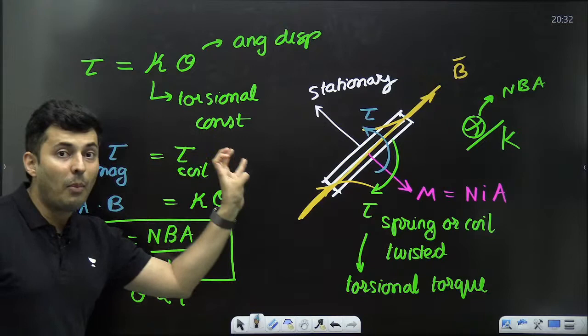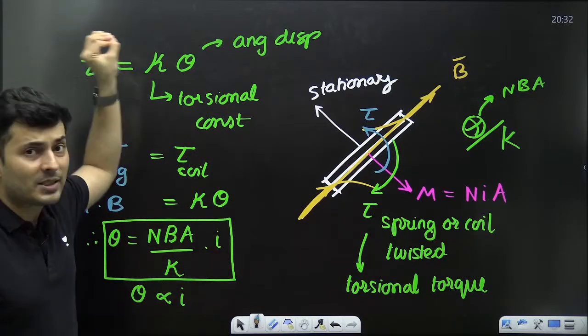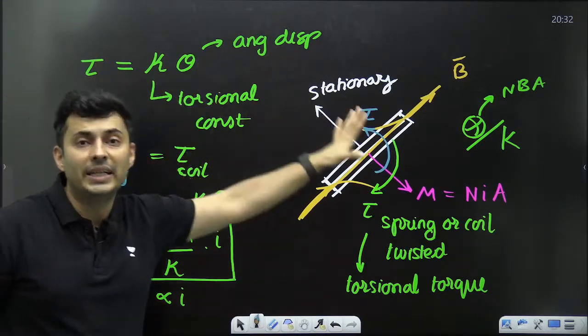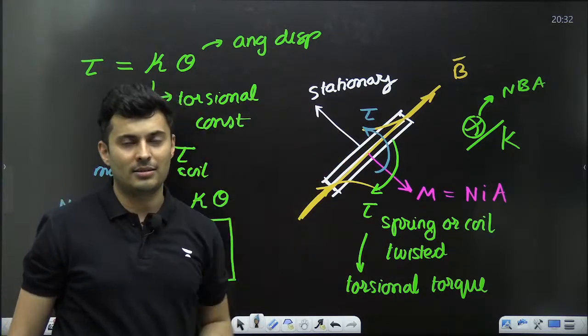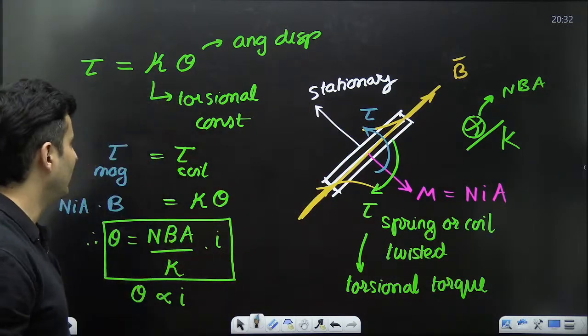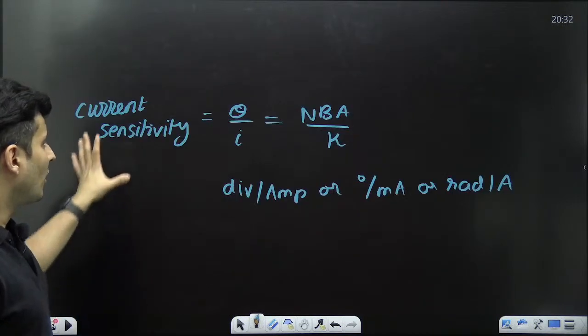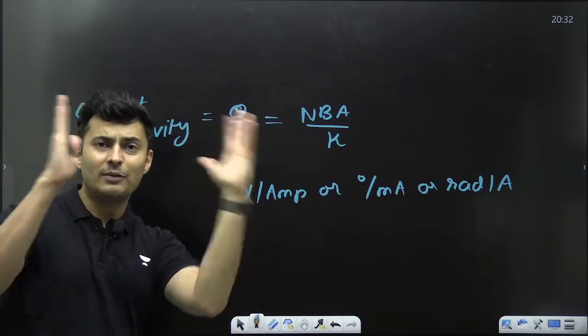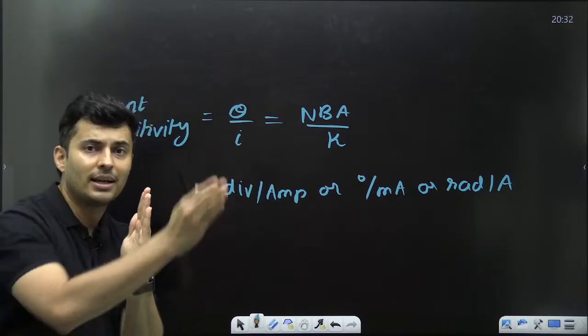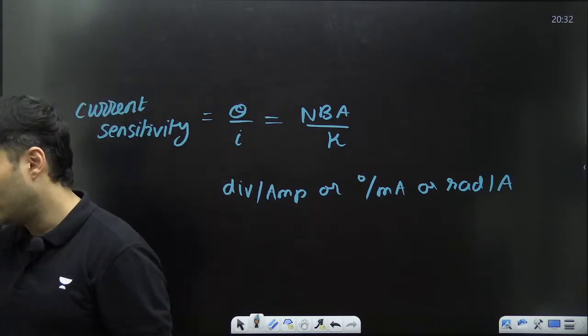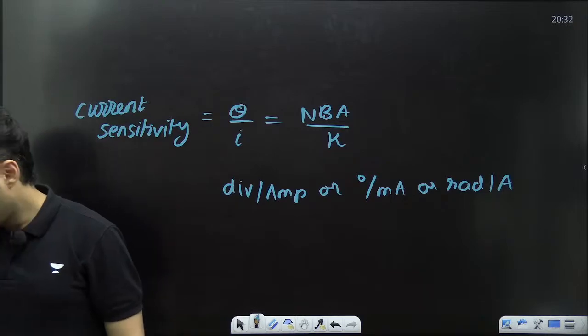So the torque by the coil is just like spring force. Instead of kx, it is k theta, where theta is the angular displacement. Keep that in mind. So this is the formula, like I told you, for current sensitivity, which is the deflection per unit current which passes through the galvanometer. Is that right, everyone? Awesome.